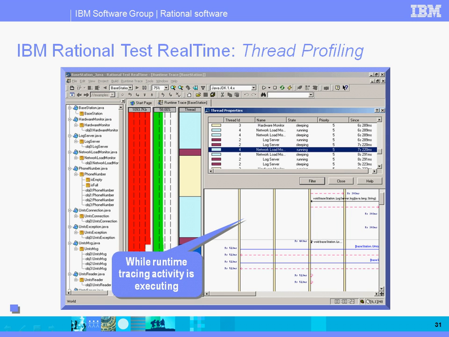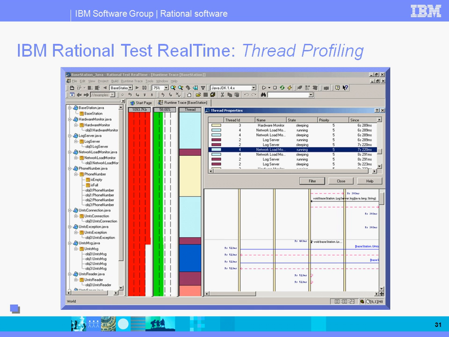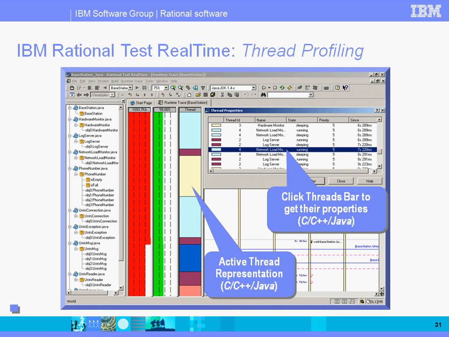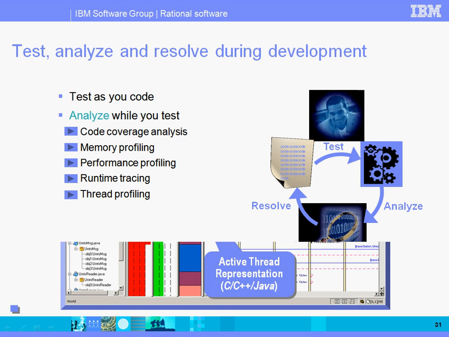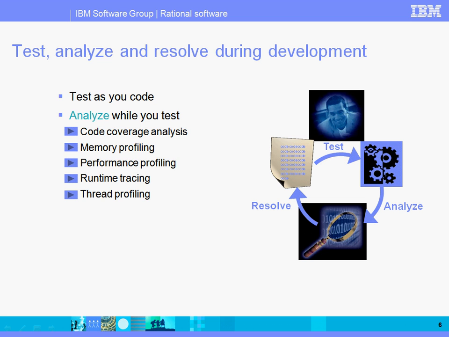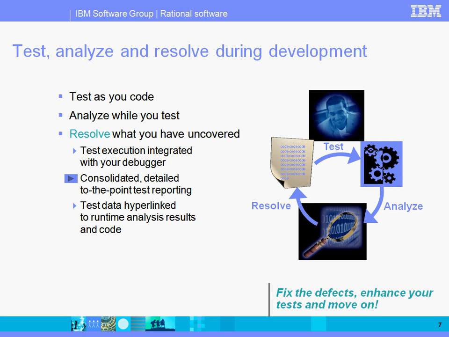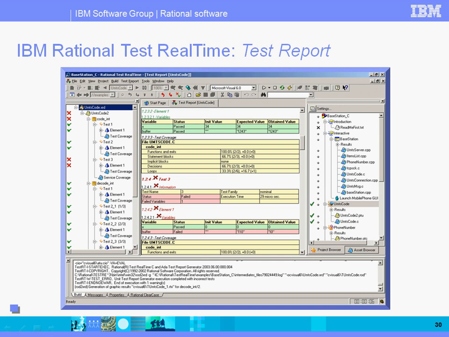If your application is a multi-threaded application, you can also find the thread profiling, which tells you the status of each thread, whether it is sleeping, running, waiting. So these are the main features that this tool can provide you apart from the unit testing. When you do all these things, it will give you a consolidated report. So this is the unit testing report.